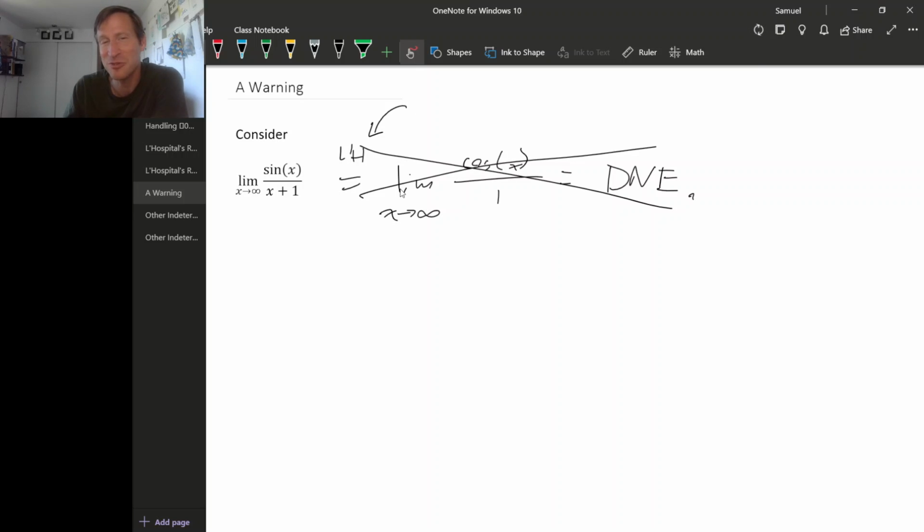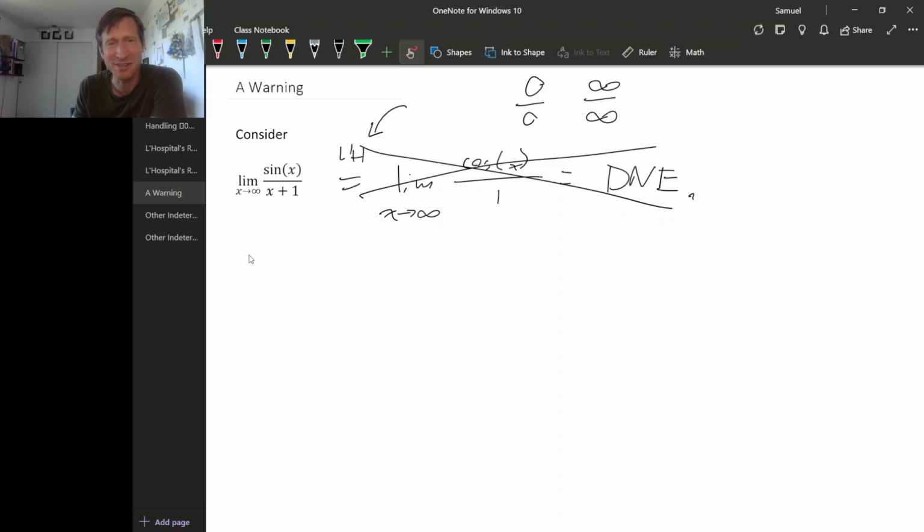So the trap is just going into autopilot and always using L'Hopital's rule without actually checking that you can use L'Hopital's rule. Remember, to use L'Hopital's rule, you have to get the indeterminate form 0 over 0 or infinity over infinity. But if we look at this limit, it isn't actually either one of those, right?